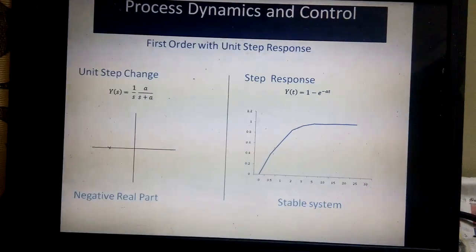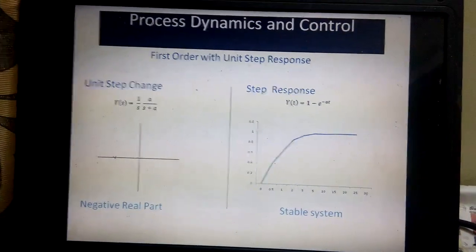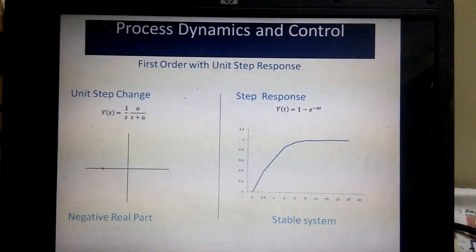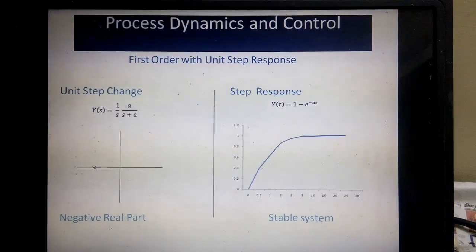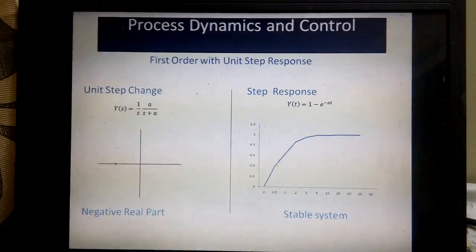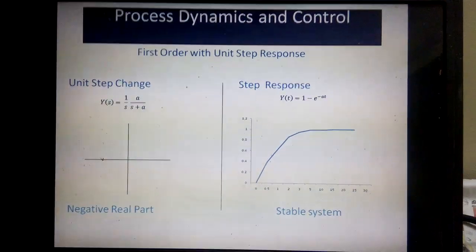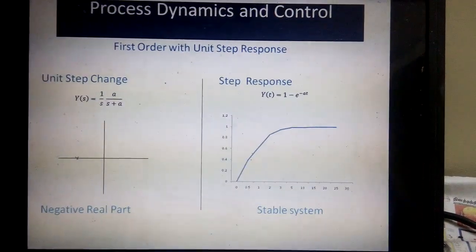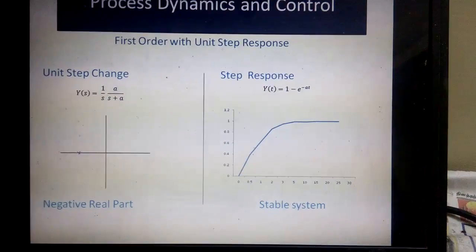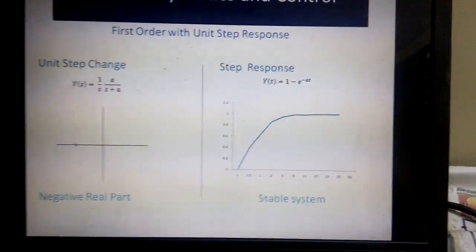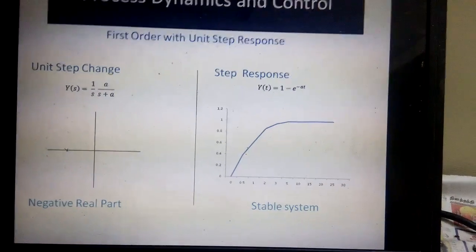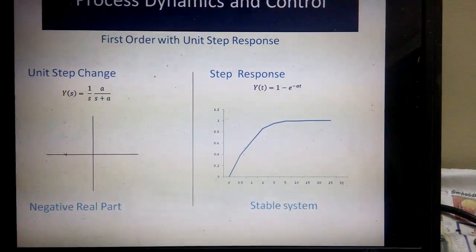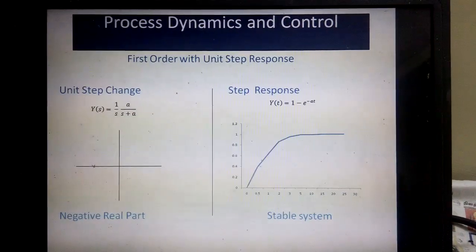So now let us see some transient responses and their stability. Consider the first order system with unit step change. The transfer function is given by Y(s) = 1/s times a/(s+a). Here the root is s = -a. That means it has a negative real part, and the response lies between 0 and 1 for all values of t. That means the output is bounded for all bounded input. Therefore, the system is stable.